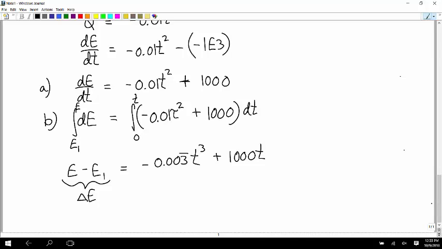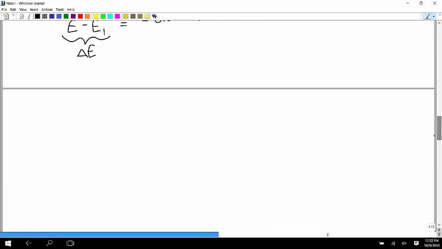And then the last one, this is the interpolation one. Okay, so we have a saturated water vapor.